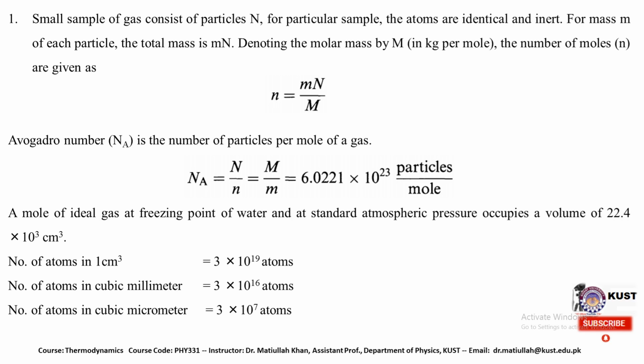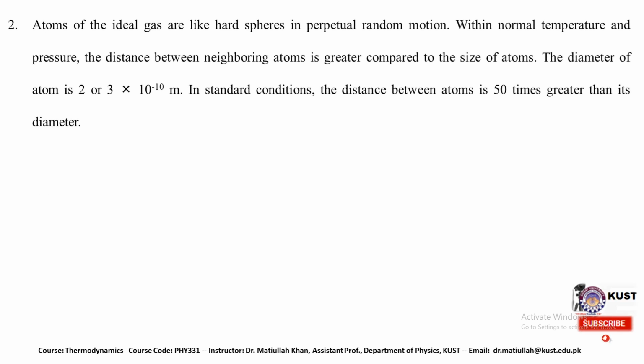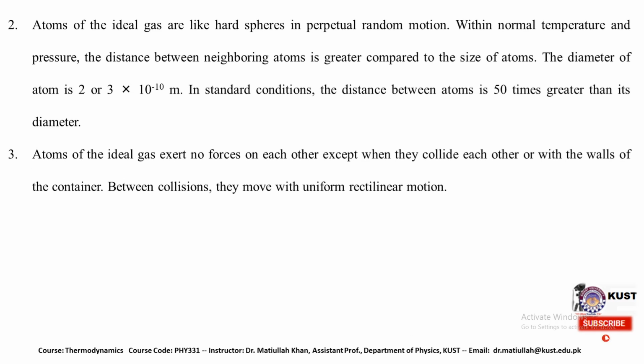Normally the number of atoms in 1 cubic centimeter is 3 multiplied by 10 to the power 19 atoms. Looking toward the cubic millimeter, the number of atoms will be 3 multiplied by 10 to the power 16 atoms. And for the cubic micrometer, the number of atoms will be 3 multiplied by 10 to the power 7 atoms. So atoms of the ideal gas are like hard spheres in perpetual motion, which are randomly moving.